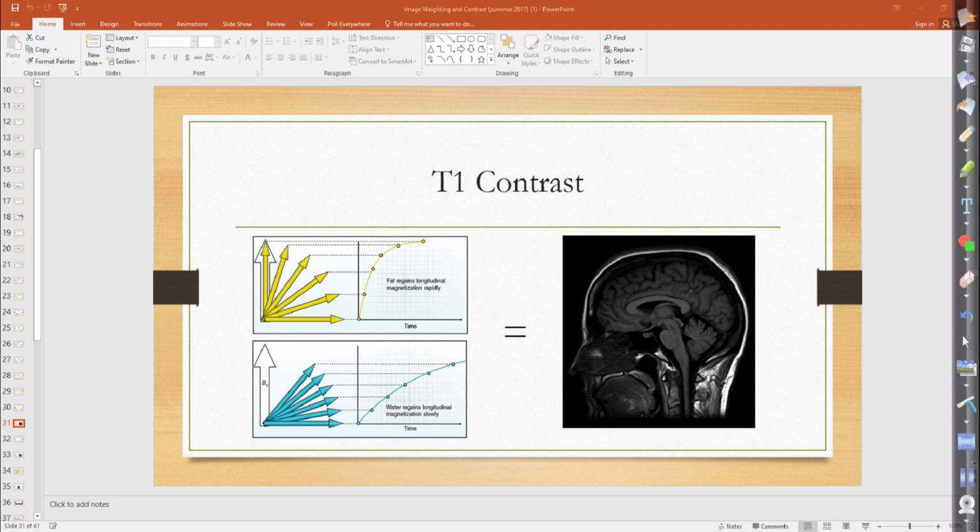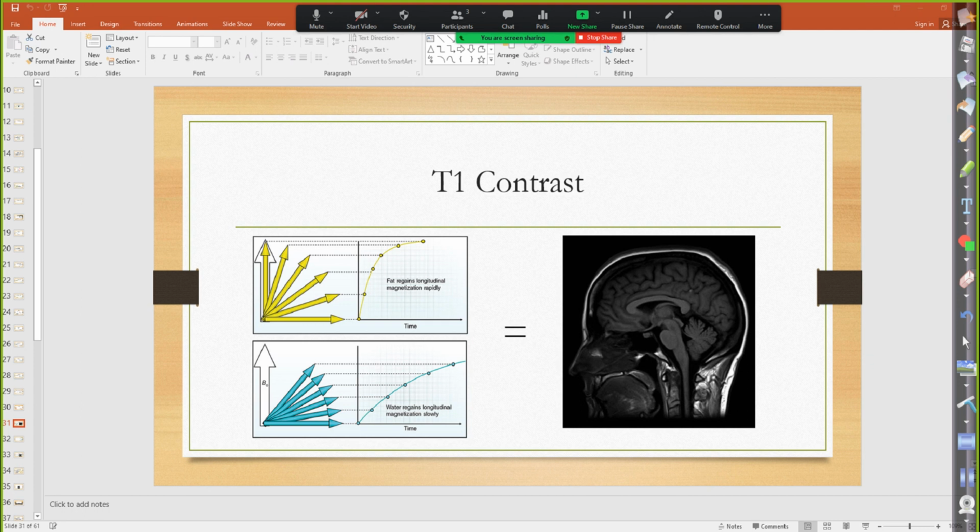All right. So with this T1 contrast, yes, sure. And you can't see the screen. Okay. All right. So we're right here.